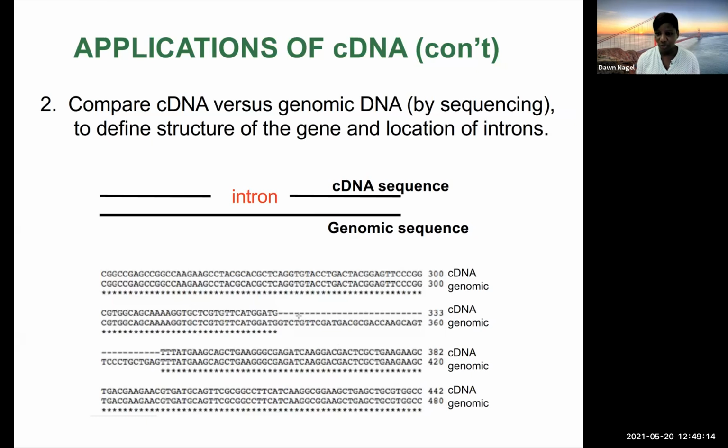So yes, the cDNA only codes for genes, right? Because it's only what's expressed, what's been transcribed, and mostly genes are transcribed, okay?